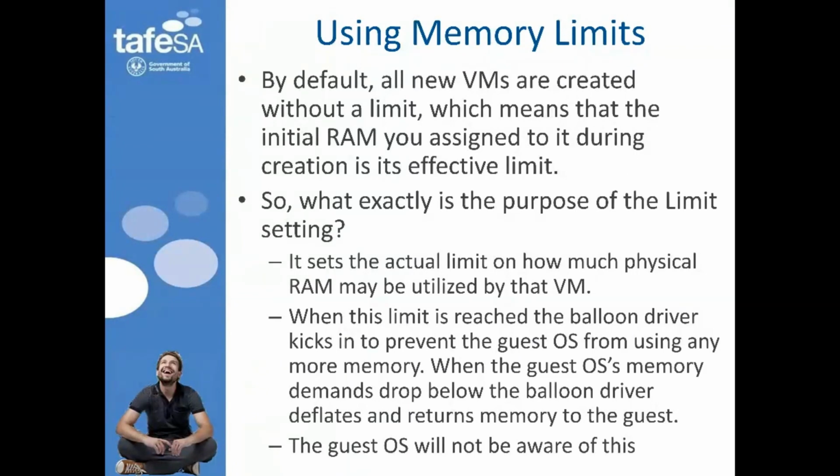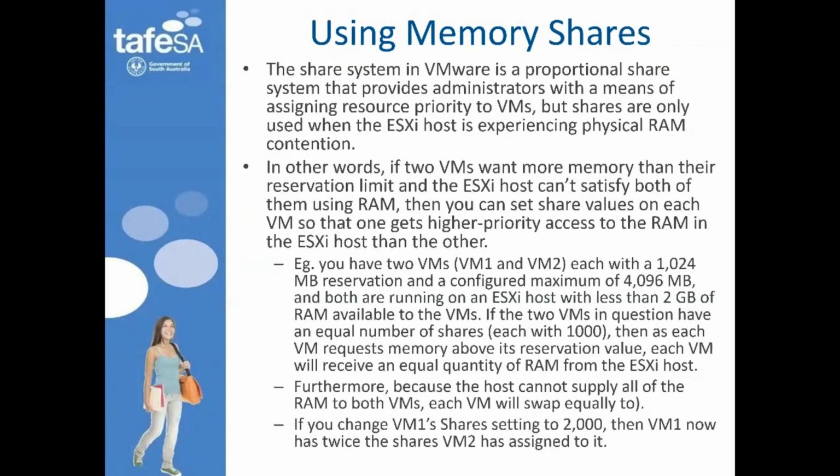When this limit is reached, the balloon driver, like we talked about before, kicks in and prevents the OS from using any more physical RAM. When the guest OS memory demand drops below the limit, the balloon driver deflates and returns the memory to the guest. Okay? So the guest OS is not aware of this. It just happens behind the scenes. And unfortunately, the performance suffers. But we would only put limits or lower limits on machines that we don't care about.